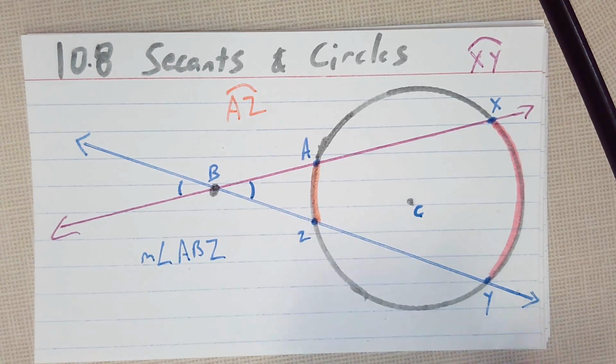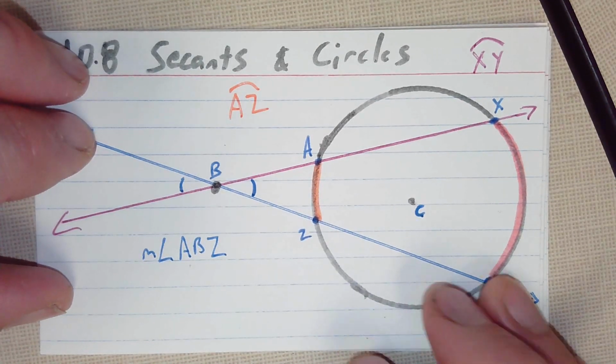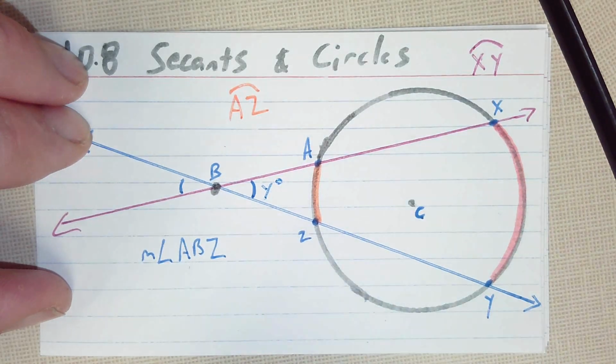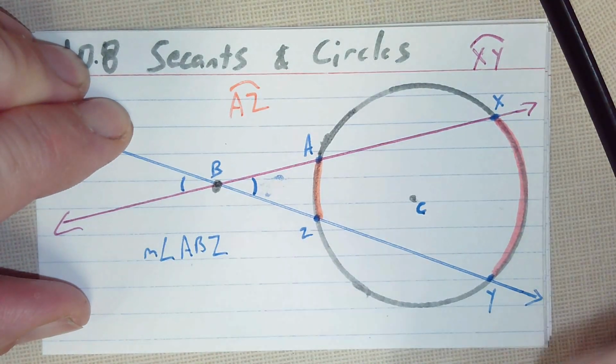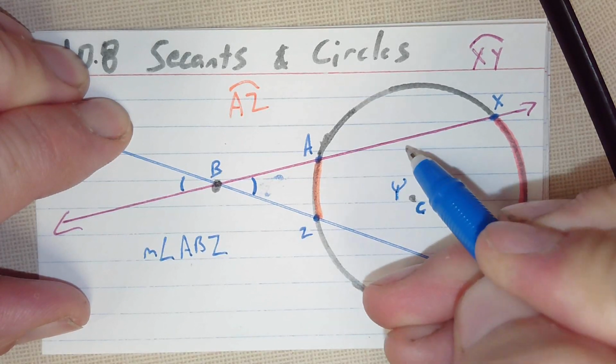Well, there is a theorem called the exterior secant angle theorem, and it says the measure of an angle formed by two secants intersecting in the exterior of a circle is 1/2 the difference of the measures of the intercepted arcs. Well, that's a lot of words. What that means is that for this angle measure, I'm going to call this Y, but I already used Y. I'm going to use a Greek letter. I usually use psi for this angle.